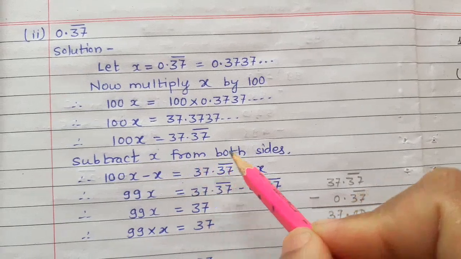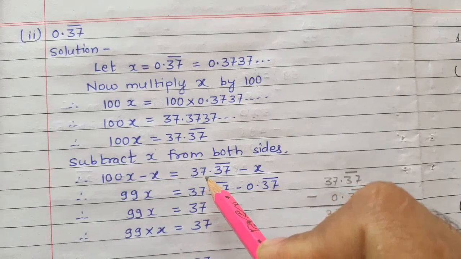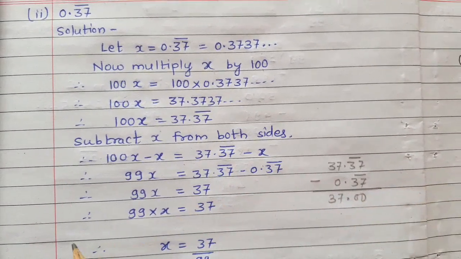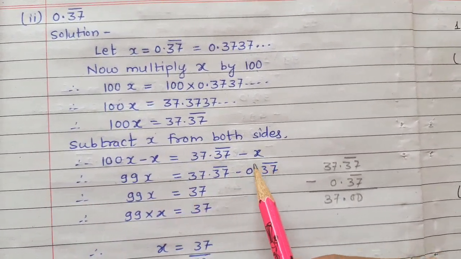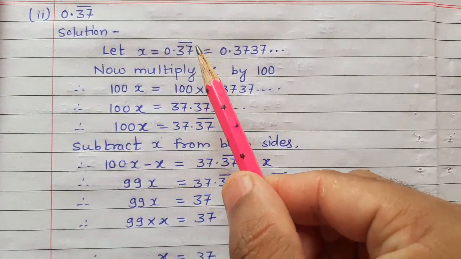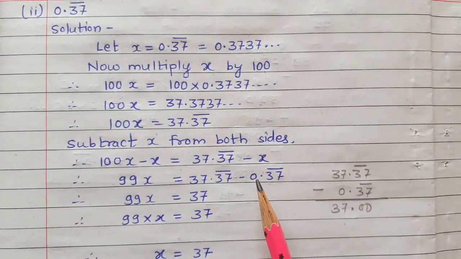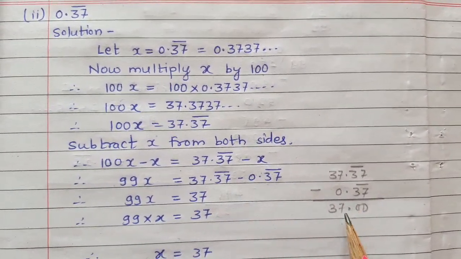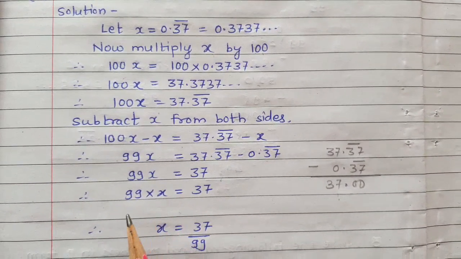Now subtract x from both sides, left side and right side. We have 100x minus x is equal to 37.37 bar over 37 minus x. 100x minus x is 99x. Put the value of x, it is 0.37 bar over 37. When we subtract 0.37 bar over 37 from 37.37 bar over 37, we have 37. Therefore 99x is equal to 37.